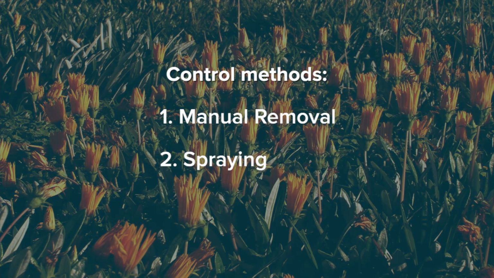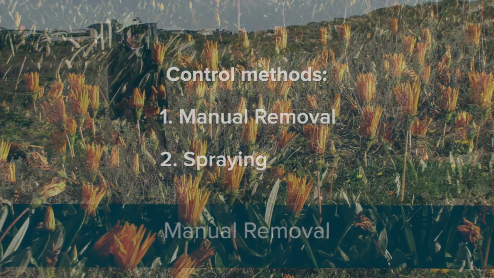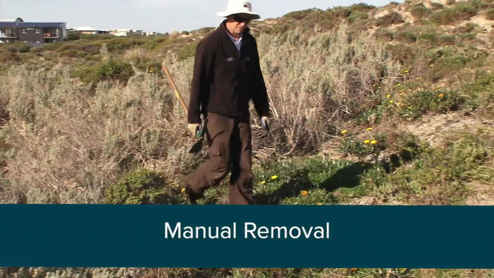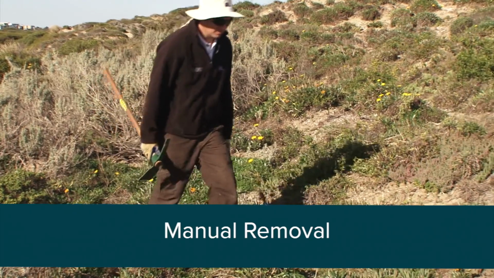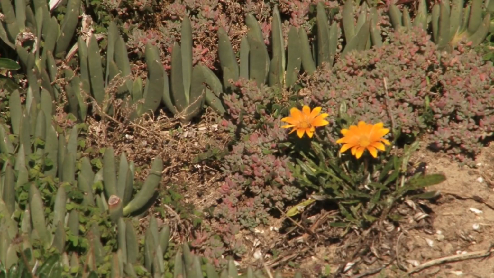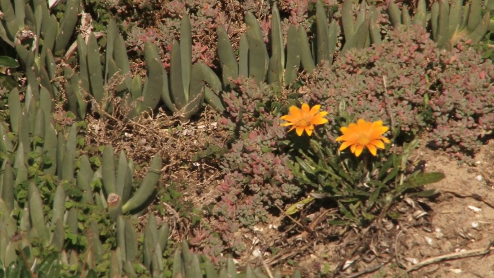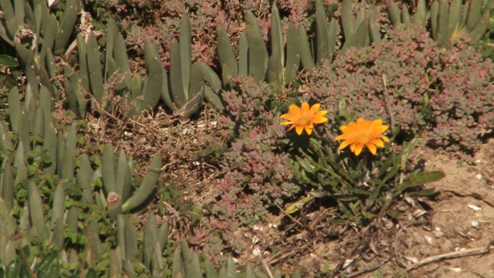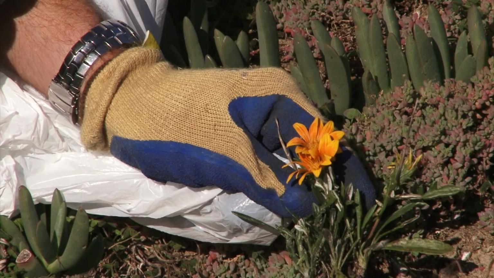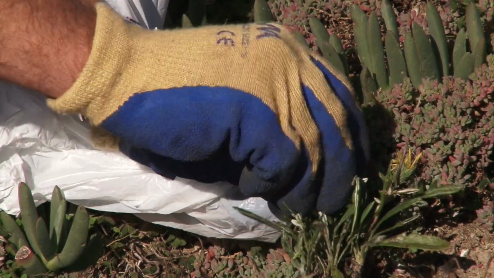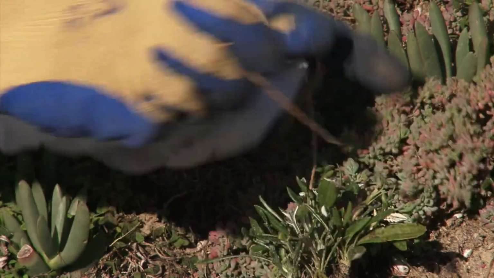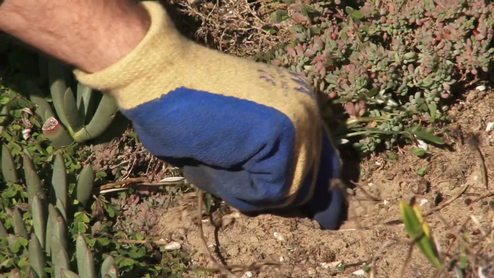There are two preferred methods of Gazania control. The first method of control that we're going to look at today is manual grubbing of Gazanias. Now we'll do this in environments where there's a lot of native vegetation like this one, where we don't want off-target spraying. The first thing you need to do is to remove the flower heads and bag them so that they can't form into seed before we manually pull the plant out of the ground.